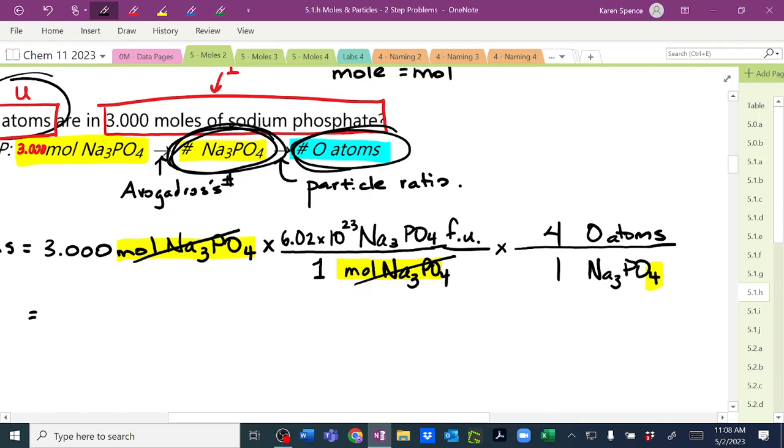And we get 3 times 6.02E23 times 4 equals, and we have 7.224 times 10 to the 24. Let's check out our significant figures. How many sig figs should we have in our answer? Tell your partner.